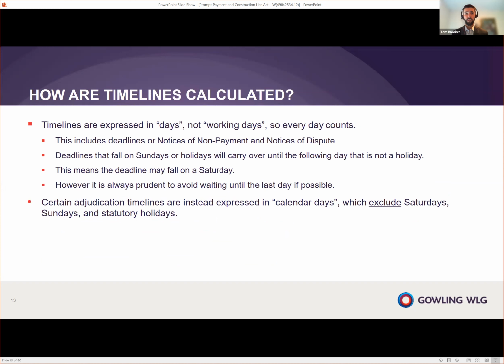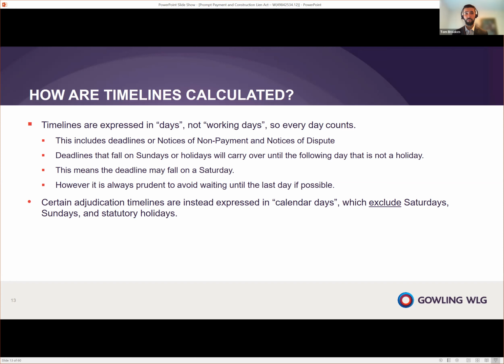Now, I've spoken about the 31-day time period. I want to pause briefly to discuss what we mean by days. So timelines in the Builders Lien Act and now in the prompt payment legislation are expressed in days. Now, this isn't working days, this isn't calendar days. This means that every single day counts.